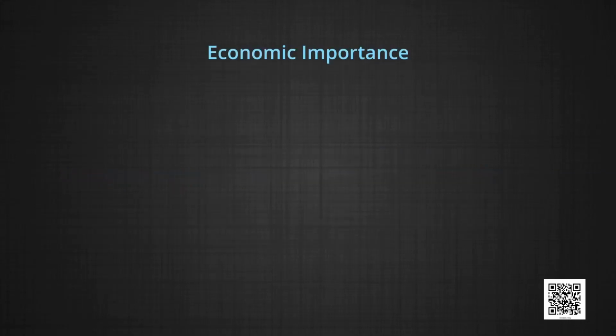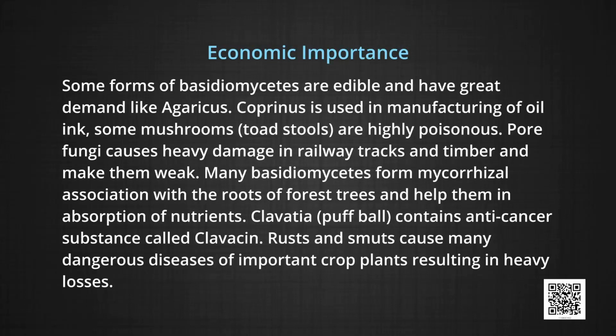Now the economic importance. Some forms of Basidiomycetes are edible and have great demand, like Agaricus. Coprinus is used in manufacturing of ink. Some mushrooms like toadstools are highly poisonous. Poria fungi cause heavy damage to railway tracks and timber and make them weak. Many Basidiomycetes form mycorrhizal associations with the roots of forest trees and help them in absorption of nutrients. Calvatia, a puffball, contains an anti-cancer substance called calvacin. Rust and smut cause many dangerous diseases of important crop plants, resulting in heavy losses.